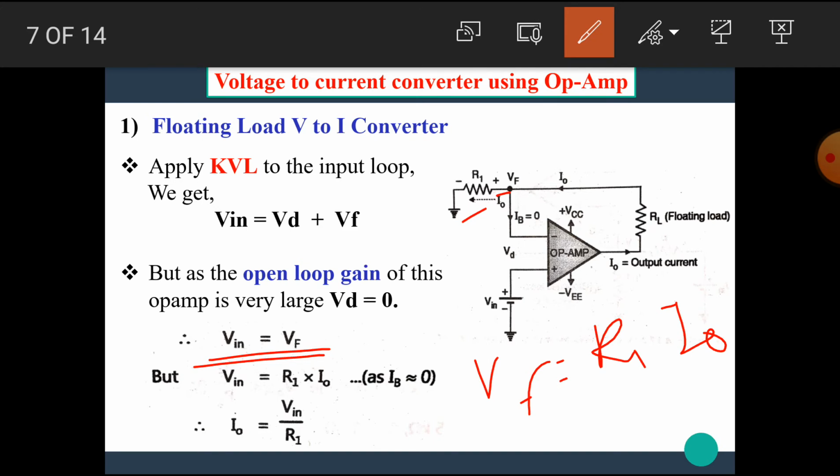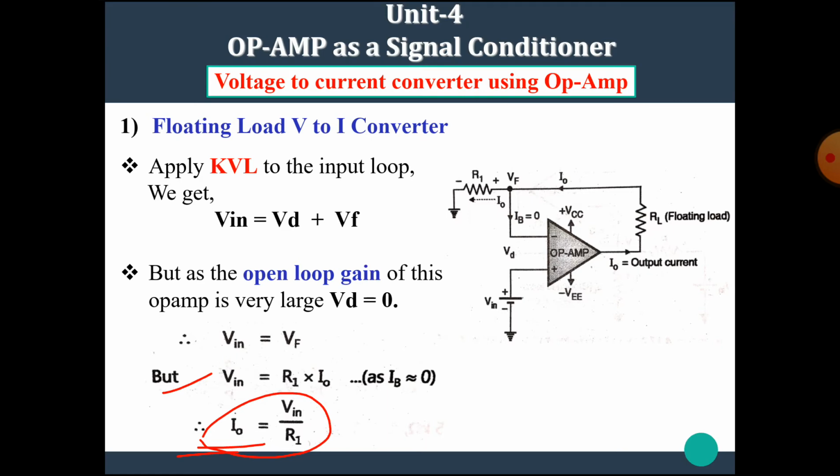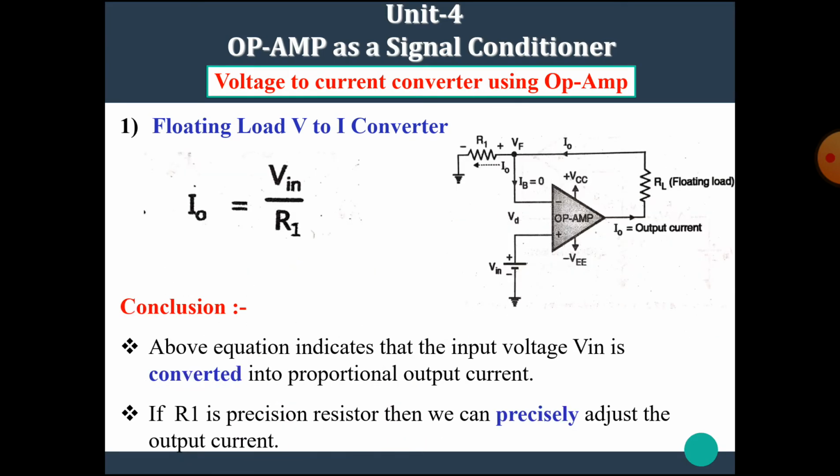But we already saw that Vf is equal to Vin, hence instead of Vf we can write here Vin is equal to R1 into I0, where I0 is the output current. If we simplify this equation, then we can write that the output current I0 is equal to Vin upon R1. I hope you all understand the output equation.